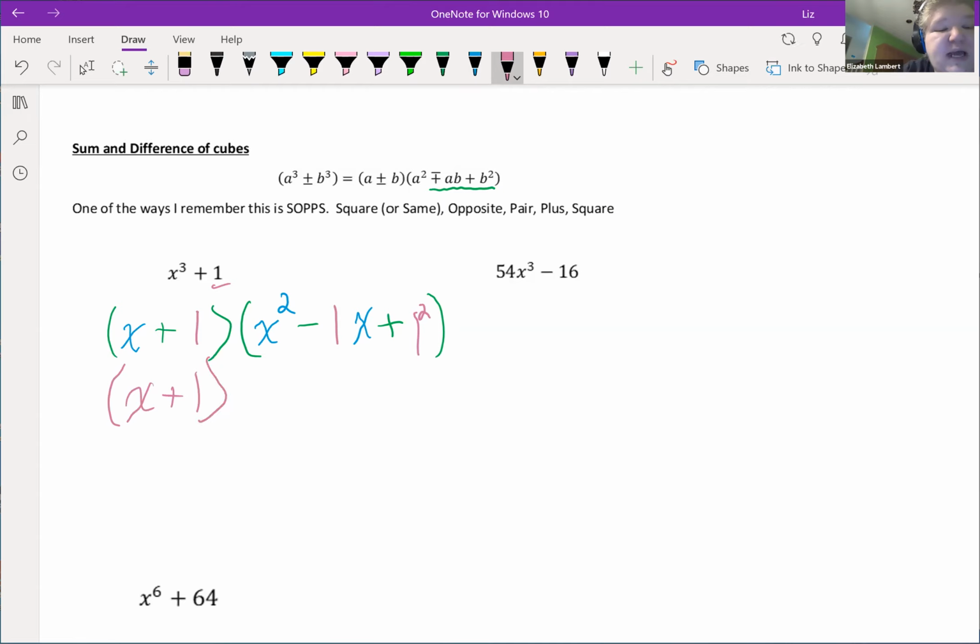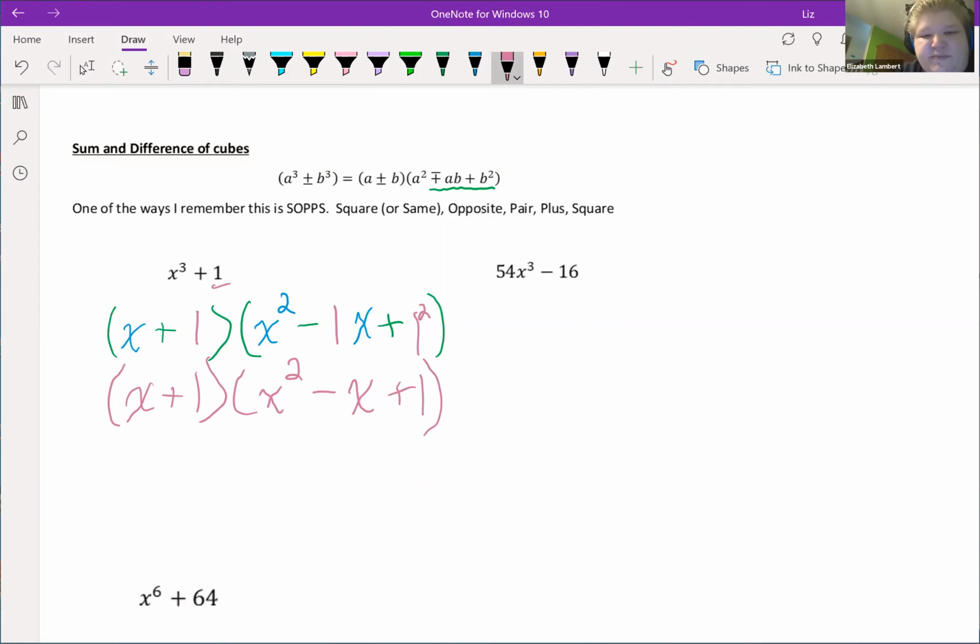So what we would type would look like this. And when you have a sum or a difference of cubes, they both factor. Do not try to factor that quadratic. It never goes anywhere. I'm just telling you that to save you the annoyance.